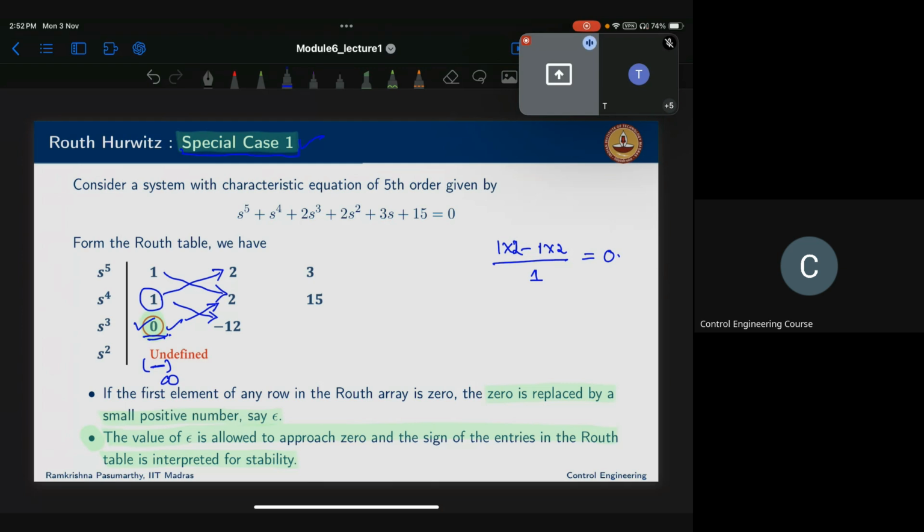So what we do in this case is, wherever we are getting 0, this happens only if you get 0 in the first column. Okay. So what we do is, we replace the 0 with a small number epsilon. Then carry out the calculations. At the end, we make that epsilon go to 0 and see those terms and check for the sign change, which we will see in the example. Is this clear? Any questions? Any doubt here?